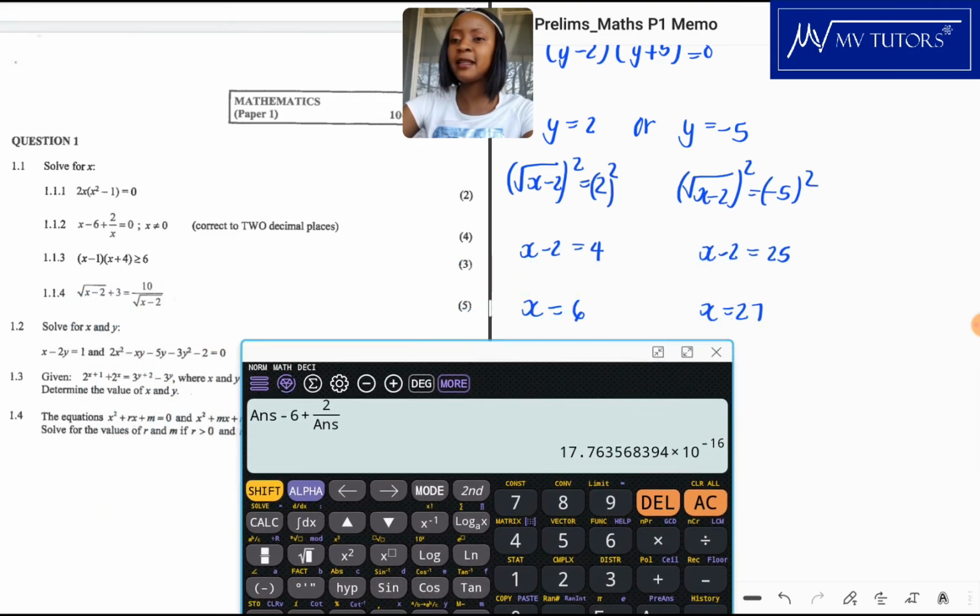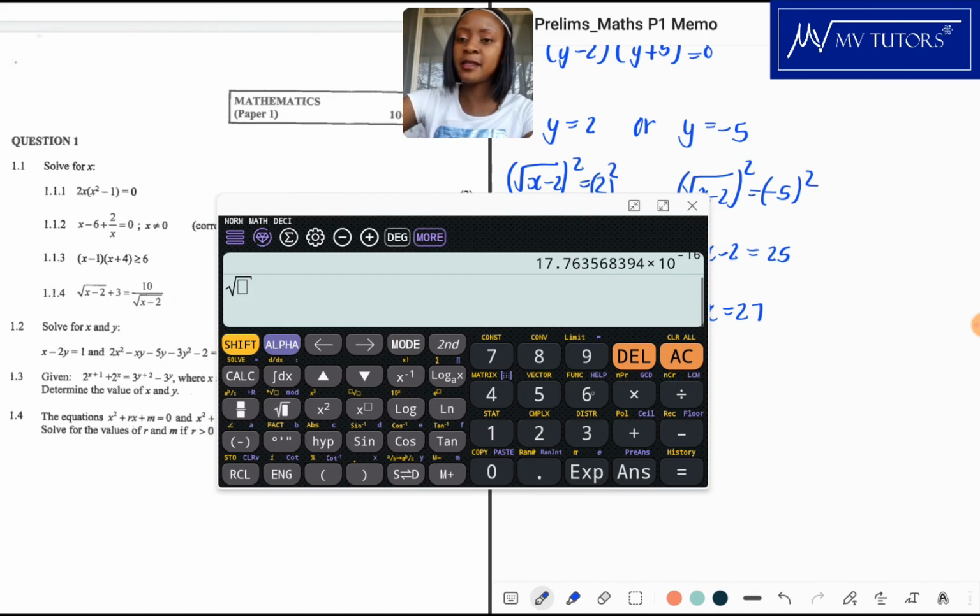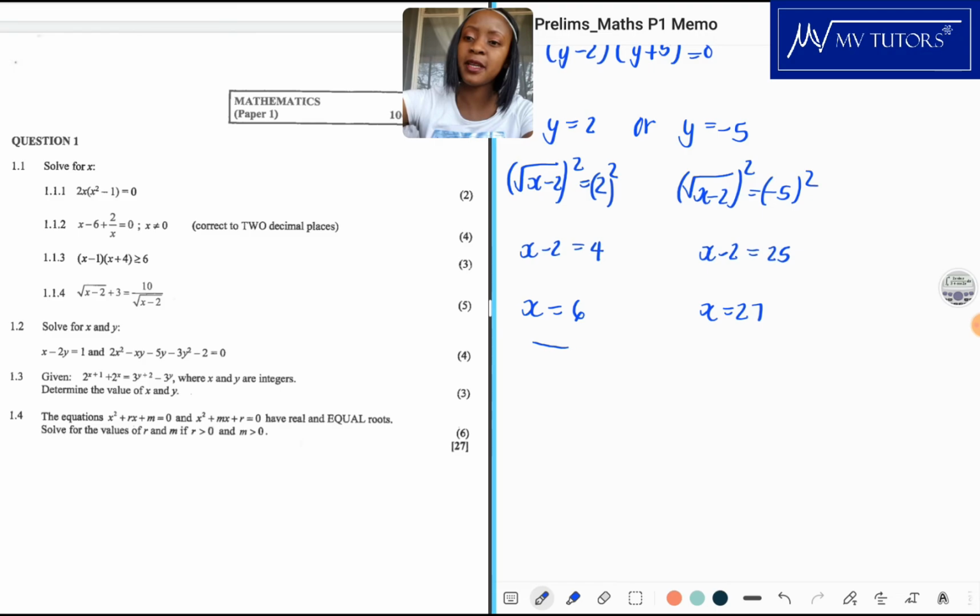If I plug in x is equal to 6 on the left hand side, let's see. So I have 6 minus 2 plus 3. The answer is 5. Just store that in your mind. Now let's check what's happening on the right hand side. On the right hand side I have 10 over root 6 minus 2. The answer is 5. Great. So the solution works out. x is equal to 6.